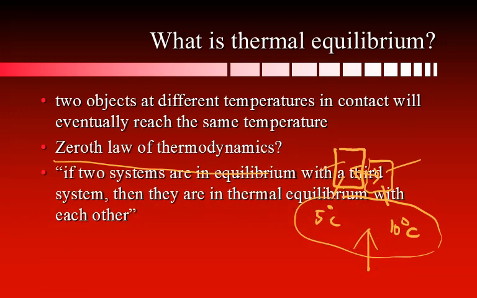If two systems are in equilibrium with a third system, they are in equilibrium with each other. And so with the 0th law, they had to make it after already having the first and second laws, so this is kind of an establishment.